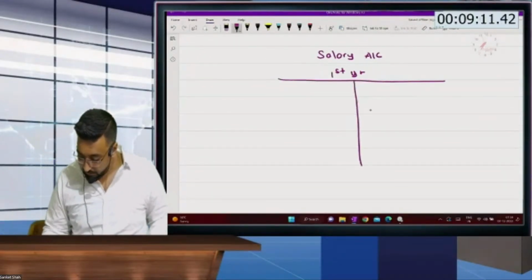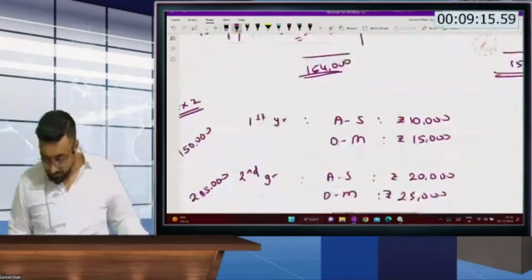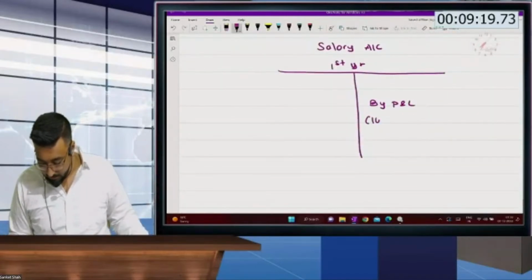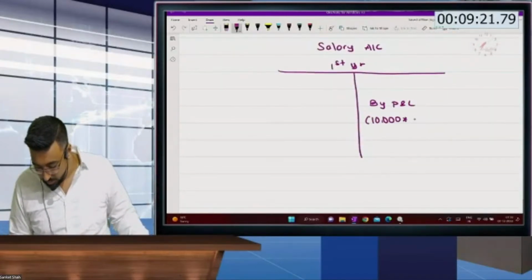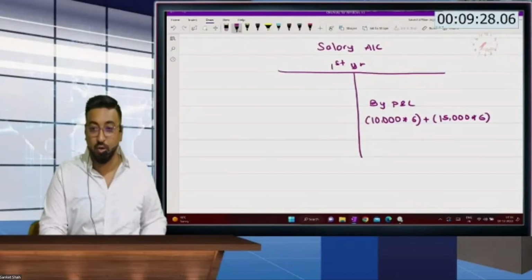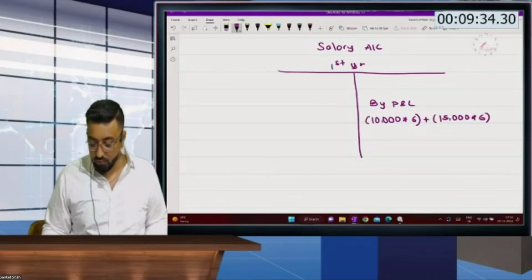See, beta, very simple, by P and L in first year, 10,000 for 6 months, 15,000 for 6 months. 10,000 into 6 months and 15,000 for 6 months. So this is P and L which is accrued, incurred. Memory plus 15,000 into 6. 1,50,000.